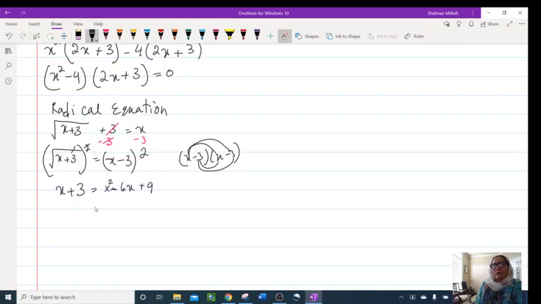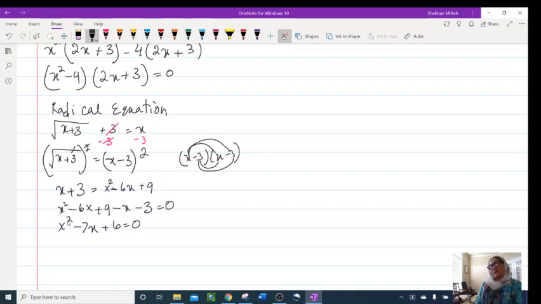Okay, now let's solve this. We're going to make this equal 0. Again, it's a quadratic. So x squared minus 6x plus 9, and I move this x over here, I move the 3 here, and make it equal 0. So let's combine like terms, make it simpler. x and x will give me 7x. 9 subtract 3 is going to give me positive 6.